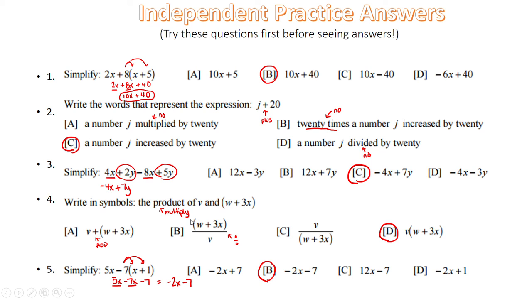On number 4, we have to pick something that means multiply. It's not going to be A because there's a plus sign right in front of the parentheses. The only one that means multiply is when there is not a symbol at all, that's an understood multiplication.